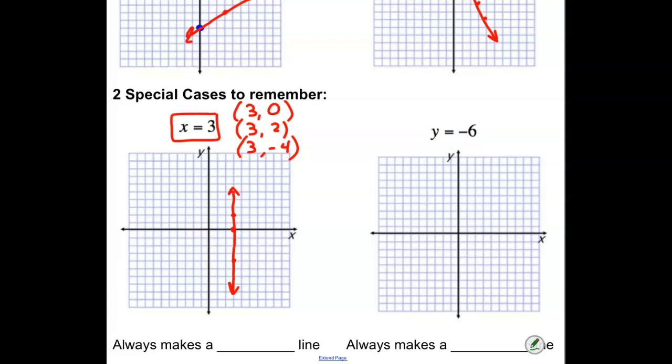If our equation again has just a single variable, this time it's a y, pick some points. We just need to make sure that the y coordinate is -6. All right, so let's say we use 0, 1, -2. If we plot those points, (0, -6), (1, -6), and (-2, -6). Now the points line up horizontally.